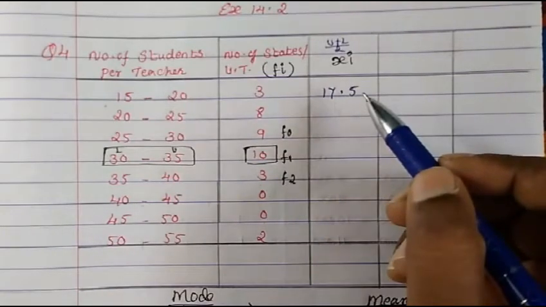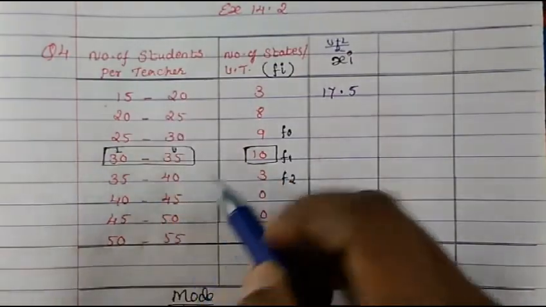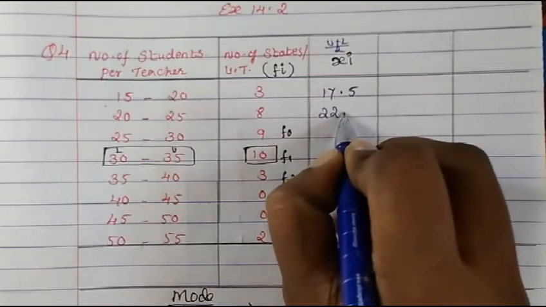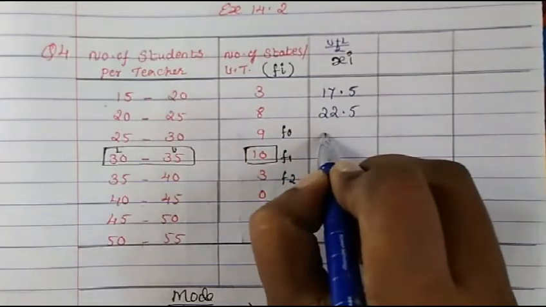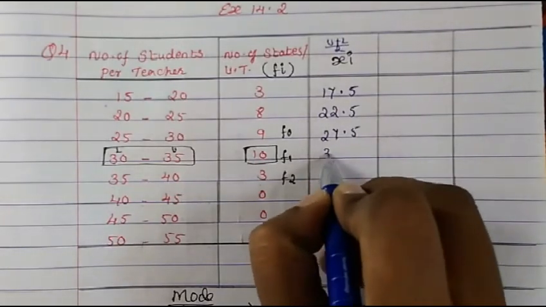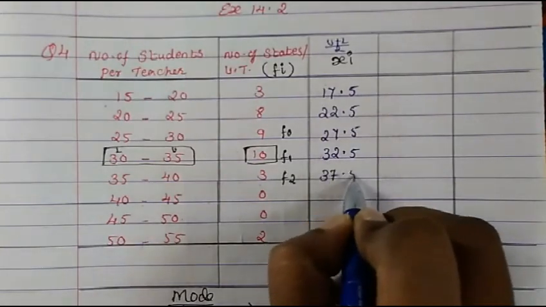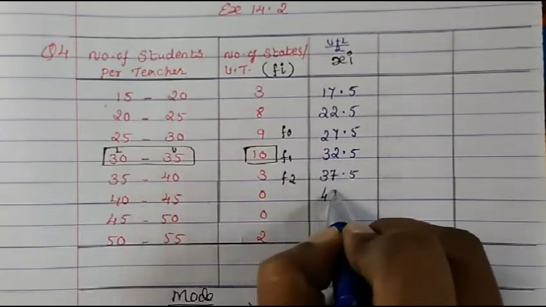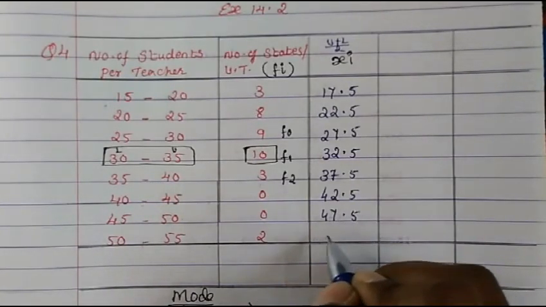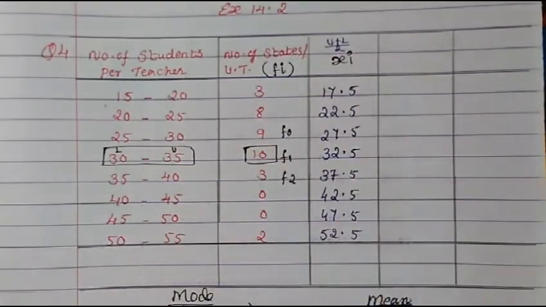Once you know the class interval is the same everywhere, we can just add that class interval here. The class interval we found out is 5, 20 minus 15 is 5. Everywhere the class interval is 5, so just add 5 to this. We will get 22.5. Add 5, we'll get 27.5. Again add 5, we'll get 32.5. Add 5, 37.5. Then 42.5. Add 5, you'll get 47.5. Again add 5, you'll get 52.5. So that's how we find out xi.